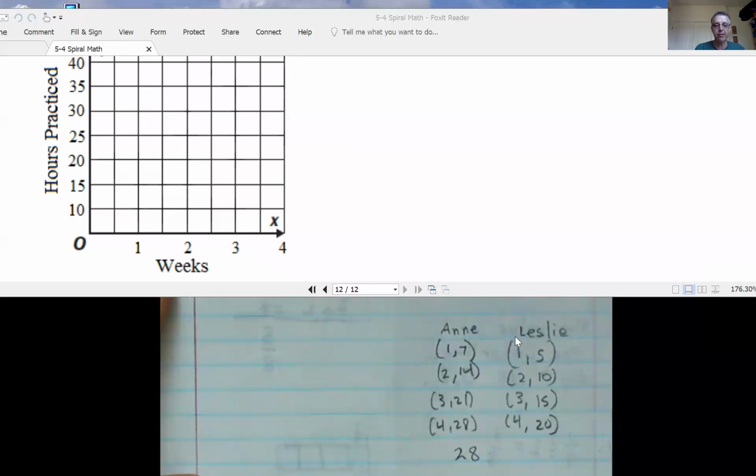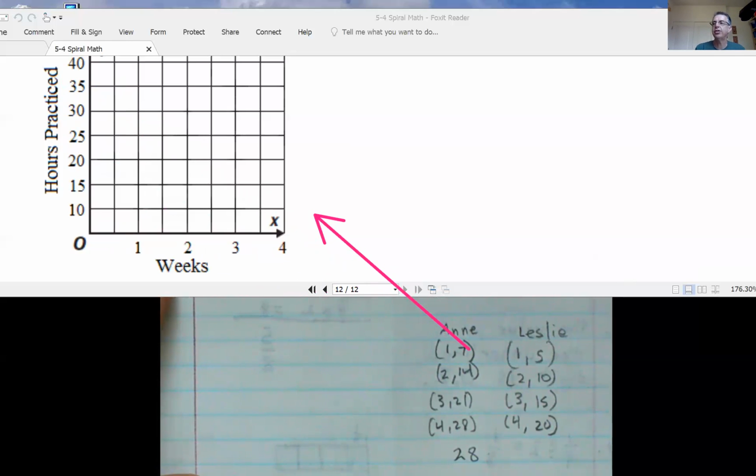Now, the second part of your ordered pairs, boys and girls, is going to be the amount of hours that they practice. And here it starts off with 7, and that's going right here on this y-axis, hours practice. Make sure you label it too. Hours practice. You're going to be putting Leslie and Ann's on the same x and y axis, and I'll show you how we do that.